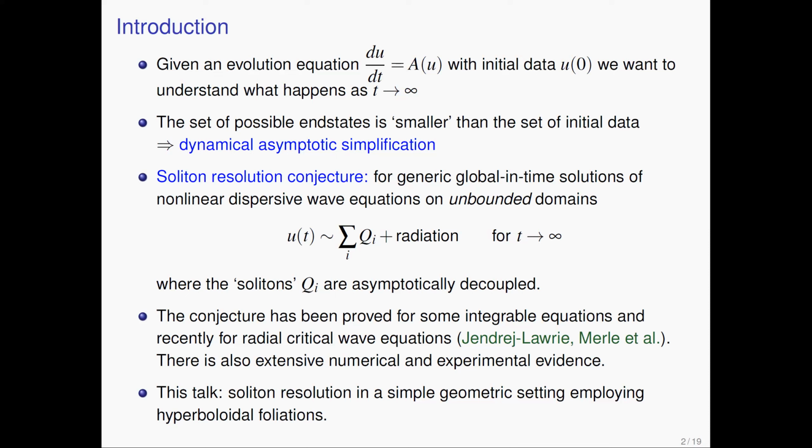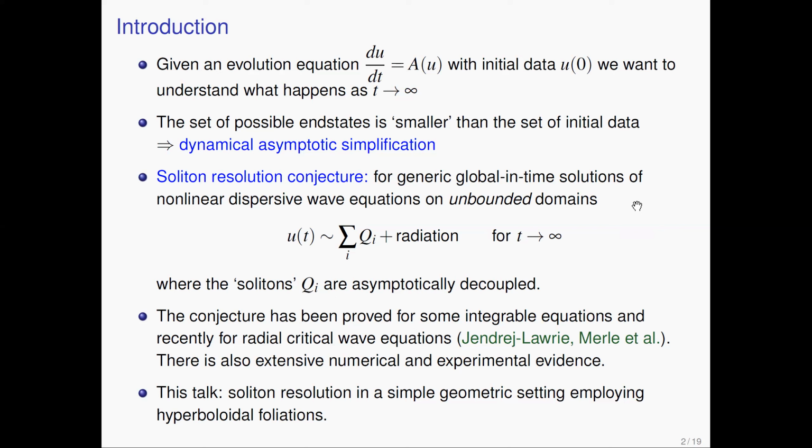And the soliton resolution conjecture, vaguely speaking, says that global in-time solutions of nonlinear dispersive equations resolve asymptotically in time into a collection of nonlinear bound states, which are here denoted by Q_i, which are asymptotically decoupled, plus radiation. They are called solitons, these bound states, but this could be solitons, vortices, kinks, or black holes, for example. And it's crucial that this happens on unbounded domains, because the mechanism for this resolution is the escape of excess energy by radiation to infinity. So this is not conjectured to happen on bounded domains where dynamics is much more complicated.